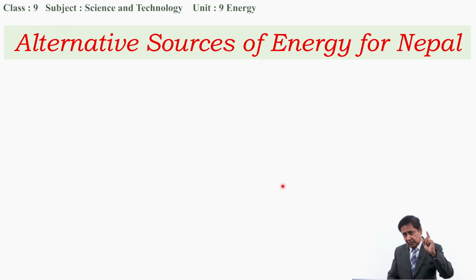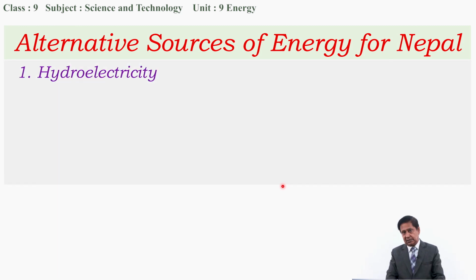I think the prime alternative source of energy is hydroelectricity. Not only I think, but it is declared that the major alternative source of energy for Nepal is hydroelectricity, because our hydroelectric capacity is 83 gigawatt. 83 gigawatt, 83,000 megawatt. But till now, only 1.2 gigawatt is being used. It is used for different purposes. We have a lot of potential of hydroelectricity. That's why one of the best alternative sources for Nepal is hydroelectricity.